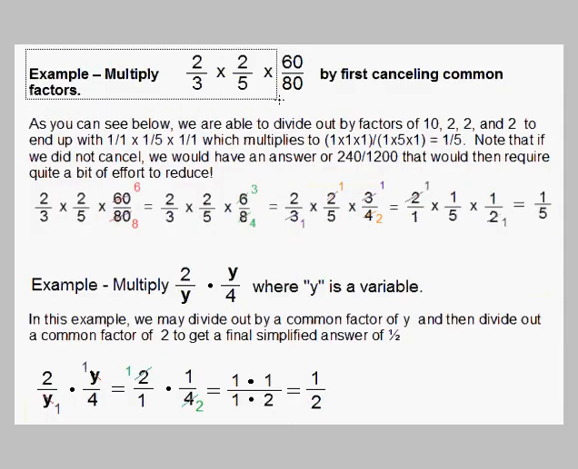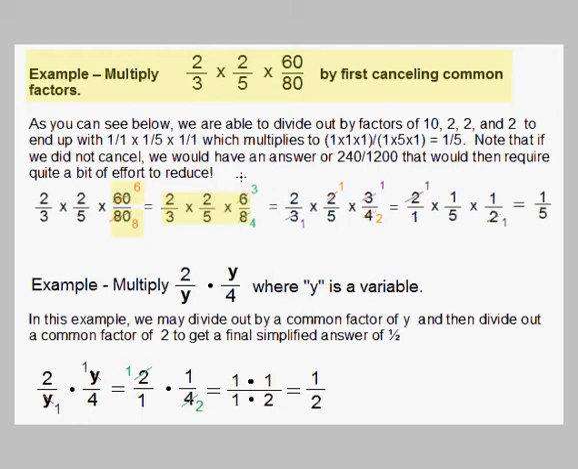In this example, we multiply 2/3 times 2/5 times 60/80ths, and we're going to do so by first canceling common factors. Okay, well, there's a lot of common factors here. Let's go for some of the bigger ones. 60 and 80 both share a common factor of 10. We divide 60 by 10 to get 6. We divide 80 by 10 to get 8. This leaves us with 2/3 times 2/5 times 6/8.